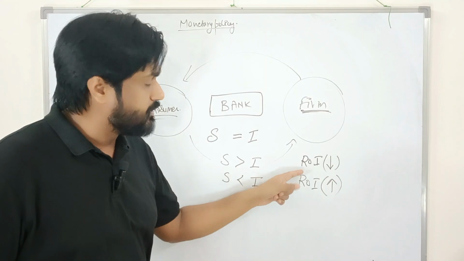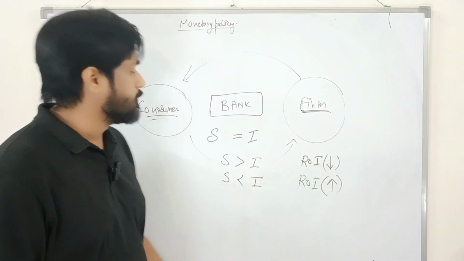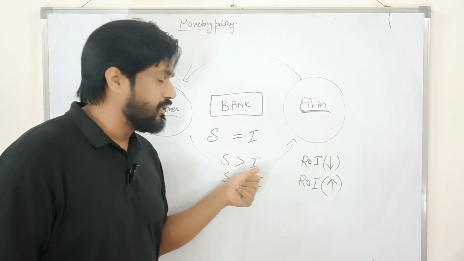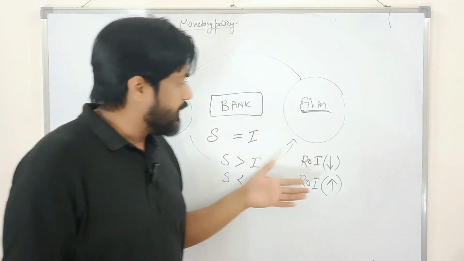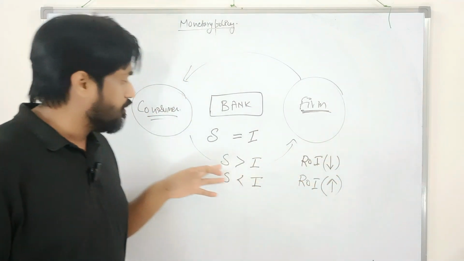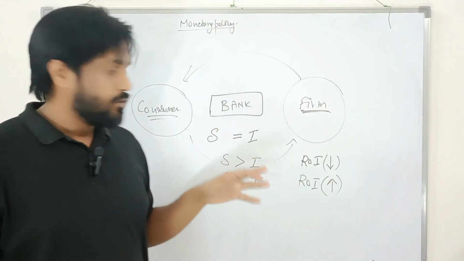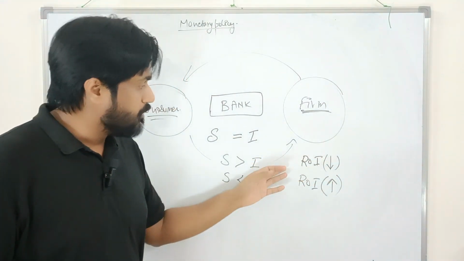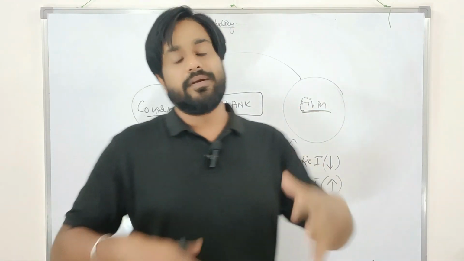The RBI will lower the rate of interest. The ROI is basically a rate of interest. So if saving is greater than investment, the bank will provide a lot of loans. They decrease the rate of interest because they have a lot of savings. Okay, so what will happen if the rate of interest gets down? People will get more loans.